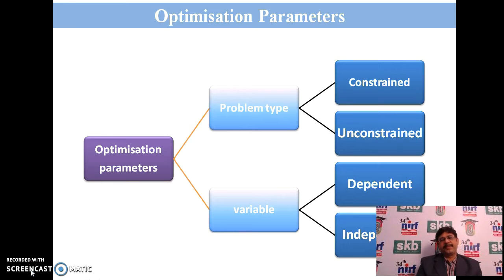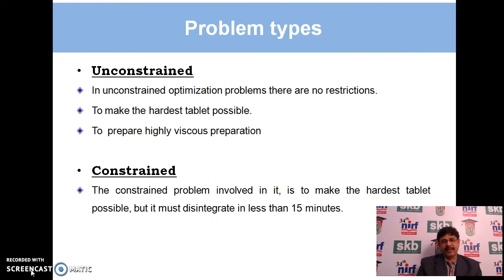So basically optimization parameters are of two types. It may be defined as a problem type or a variable type. Problem types are of two types, constrained and unconstrained. And variables also are of two types, defined as dependent and independent. When we talk about the problem type, it may be unconstrained and may be constrained.